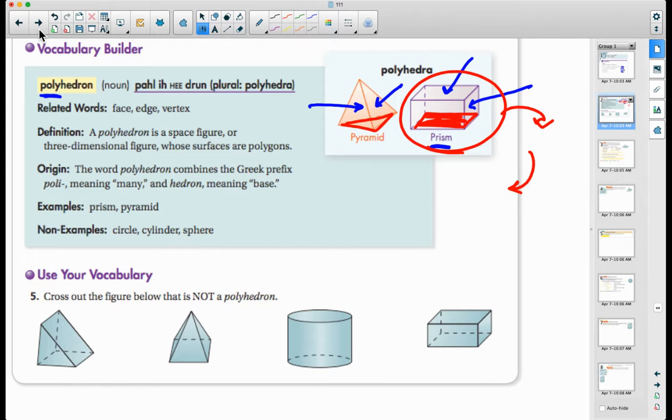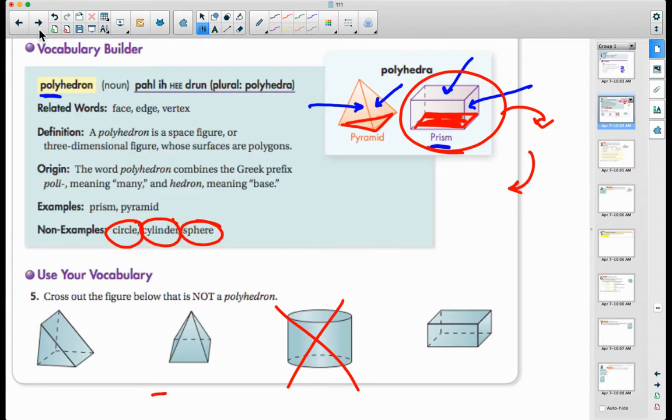Things that are not polyhedra are circles, cylinders, and spheres. The reason they are not is because their faces are not polygons. They are something separate. These are the figures that are not polyhedra. This one is not a polyhedron, but the rest of them are. If you look at the faces of each one of them, they're all polygons.